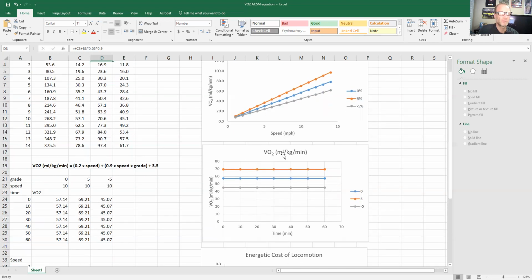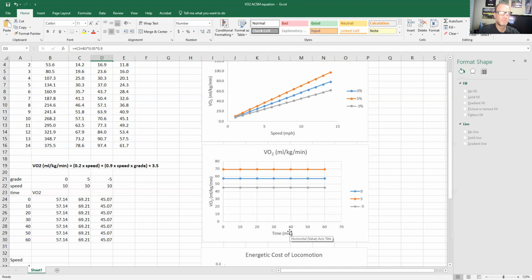And that's VO2, rate of oxygen consumption, mLs per kg per minute. I know it's a rate because it's the per minute here. The mLs is the amount of oxygen. The kg is the body mass. On my y-axis is rate of oxygen consumption, mLs per kg per minute. On my x-axis is time. So not speed, but now time, all right?